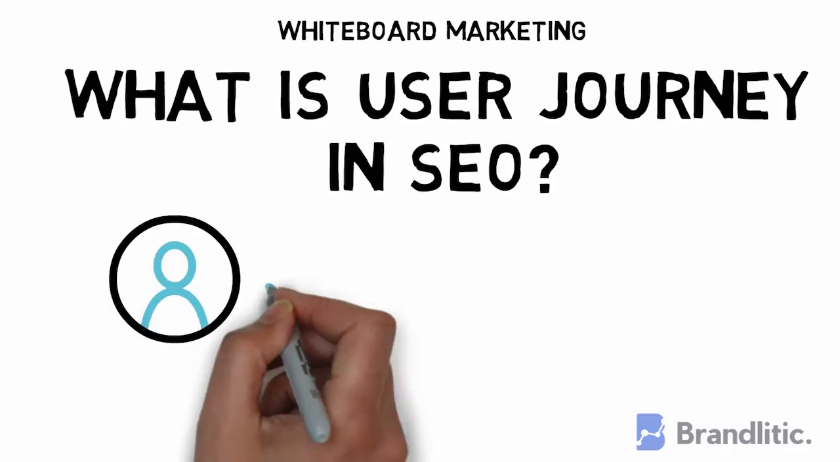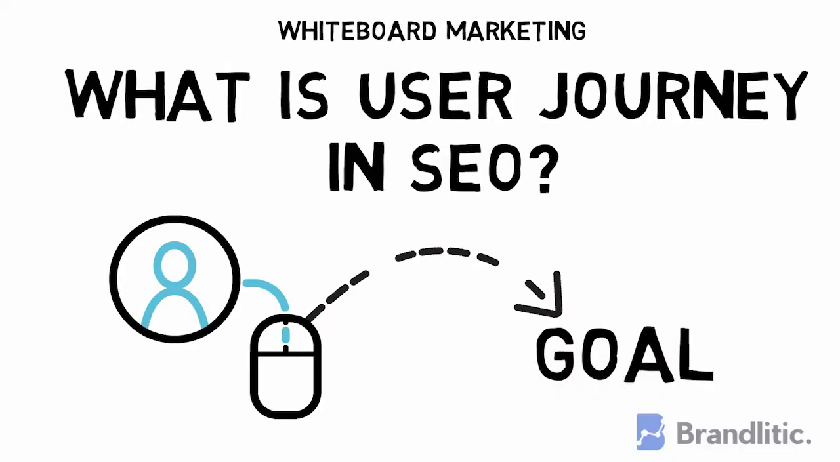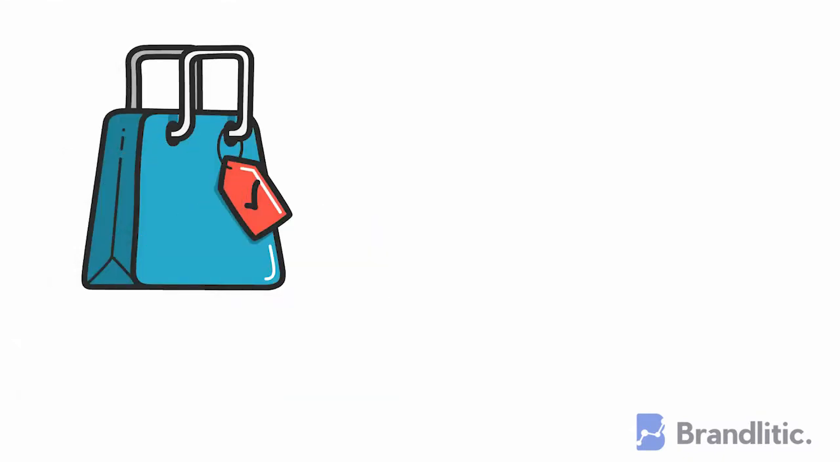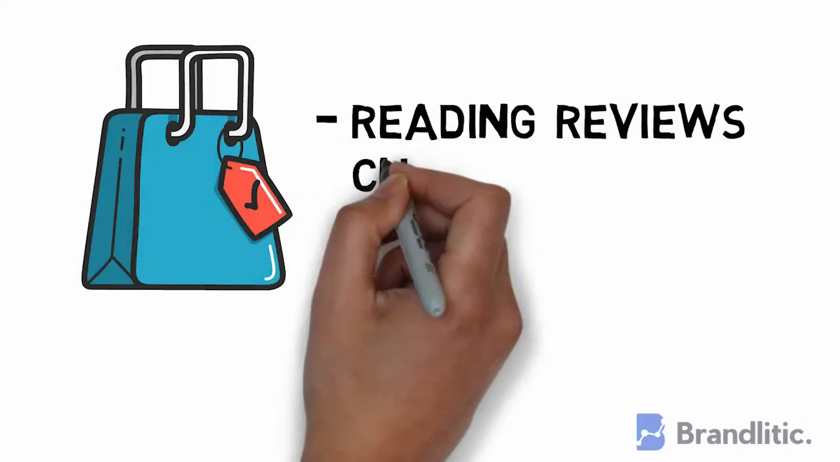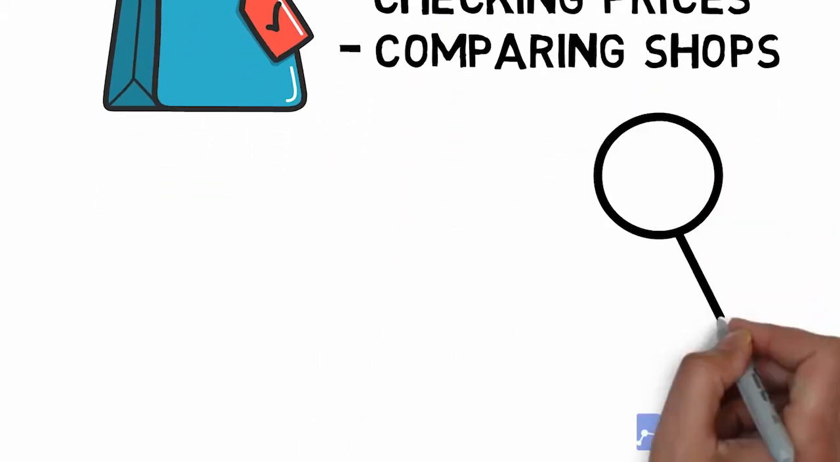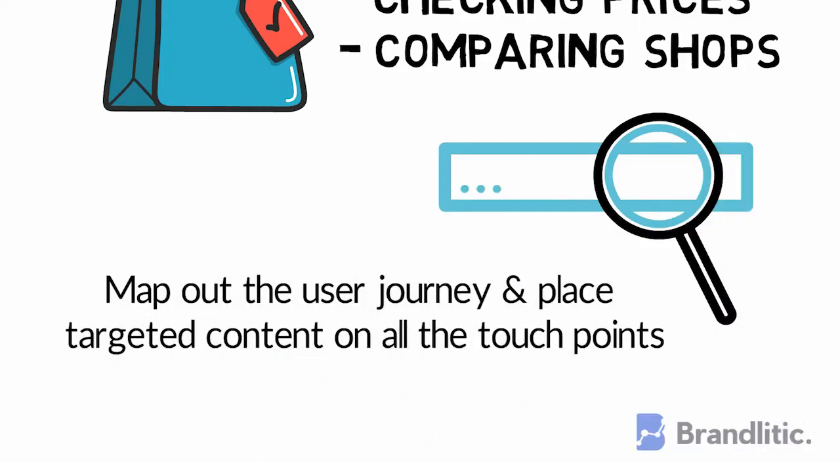By concept, the user journey consists of all the steps a user takes to reach their final goal. For instance, when you're purchasing something online, the user journey typically includes steps like reading reviews, checking prices, and comparing shops. In SEO, it is generally employed with intent to map out the user journey and place targeted content on all the touch points a user comes into contact with.